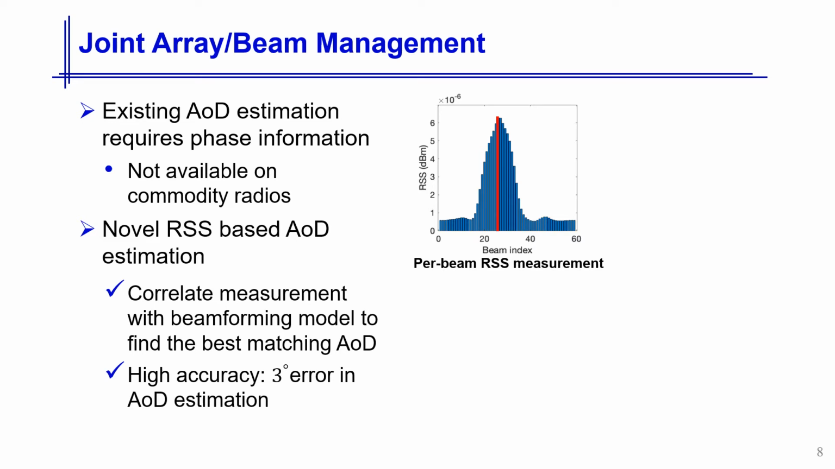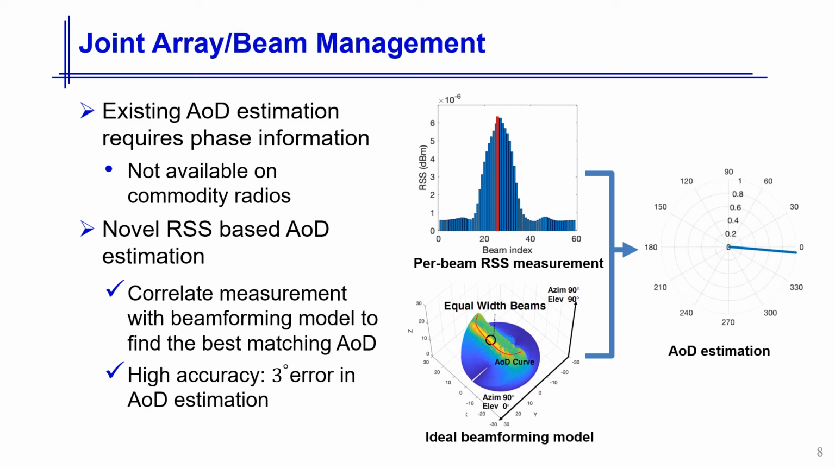So how do we know the AOD in the first place? Traditional AOD estimation algorithms, such as the famous MUSIC, require phase information as input, which is unavailable on commodity mmWave radios. Hence, we designed a lightweight RSS-based AOD estimation algorithm. At runtime, X-Array acquires per-beam RSS measurements from standard 802.11ad beam searching, and correlates the measurements with the ideal per-beam RSS sequences of different AODs to find the optimal match. Using this simple AOD estimation approach, we are able to achieve less than 3-degree error with negligible overhead.